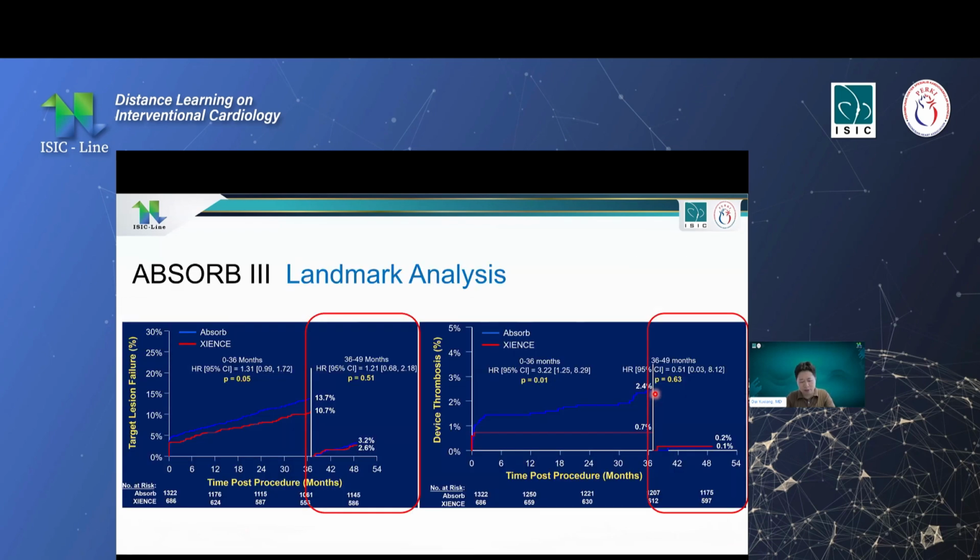Another very interesting result was driven by the landmark analysis in ABSORB 3. You can see that the period of excess risk for BRS ended at 3 years. Between the 3 year to 5 year follow-up, substantial reduction in BRS relative hazards for target lesion failure and scaffold thrombosis was observed, coincident with complete BRS resorption. And it means that after complete BRS resorption, the advantage of BRS came up.